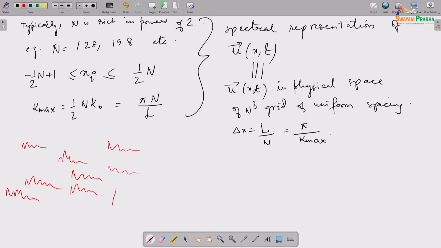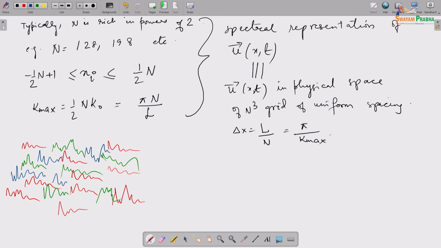I'm just trying to visualize what we mean by this. What is the space that we're talking about? What is this representation? Maybe something like this, all sorts of waves moving around, right? All sorts of waves are moving around.